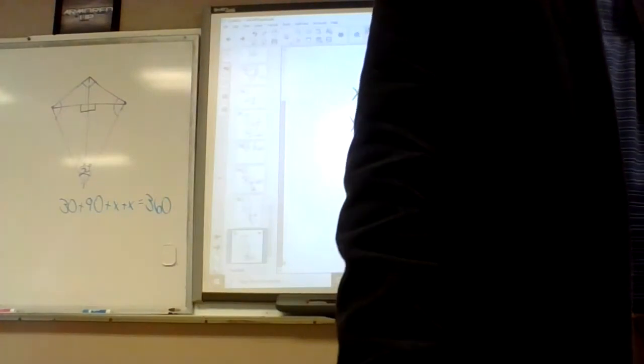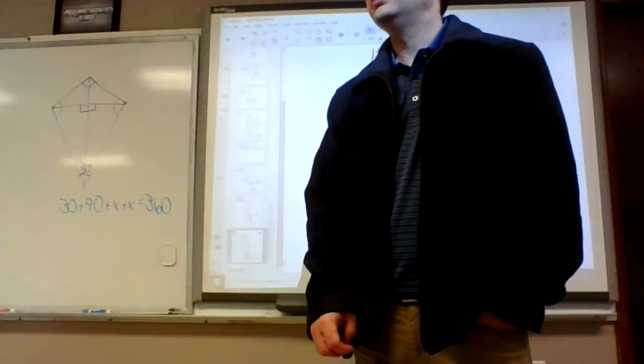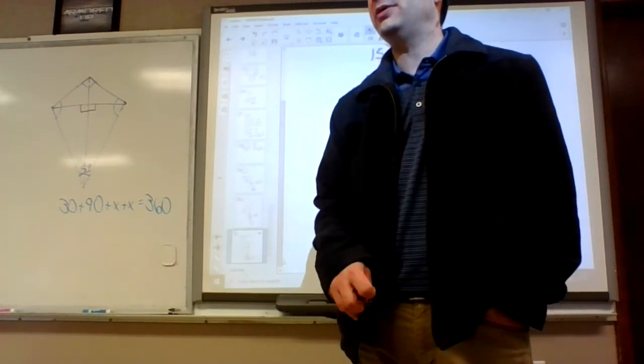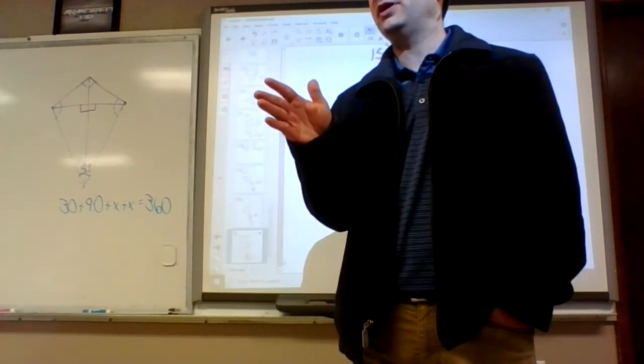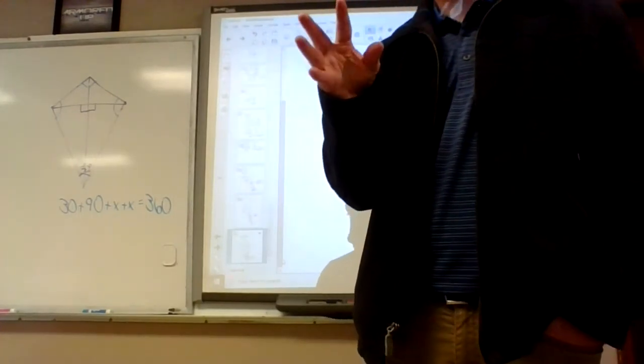Okay, on 22, you're supposed to find the area of the triangle. Basically you have to use the Pythagorean theorem to find the height of the triangle. And remember, the area of a triangle is base times height divided by 2.